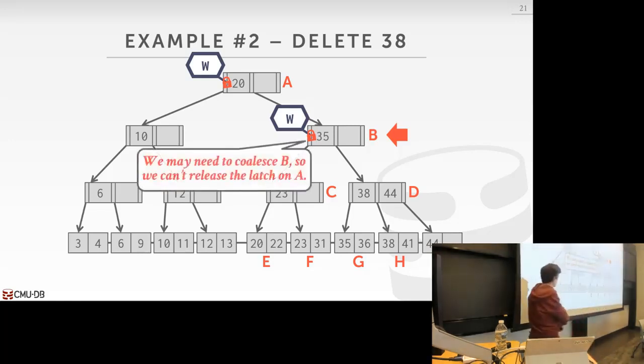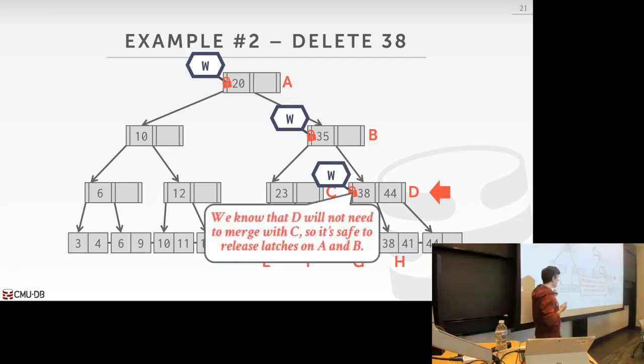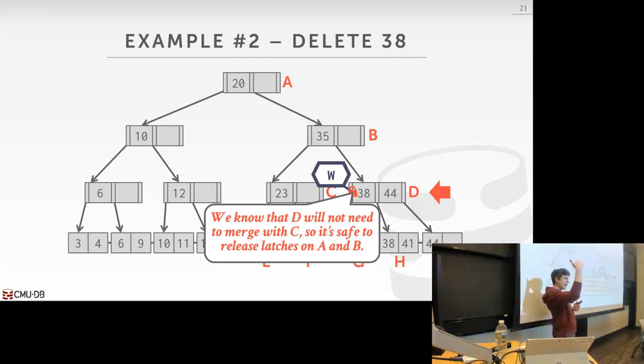So in this case here, we have to hold the latch on B. I'm sorry, hold the latch on A. So then we get the latch on D, get down here, and now we recognize that no matter what happens below D, we know that we have room to accommodate, or we can at least delete one key and not have to merge. So at this point here, we can release the latches on A and B. So essentially the thread is just sort of keeping a stack of all the latches I'm holding as I go down. So it knows at some point when I'm at a safe node, I just release everything above me.